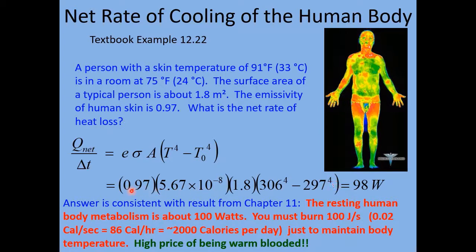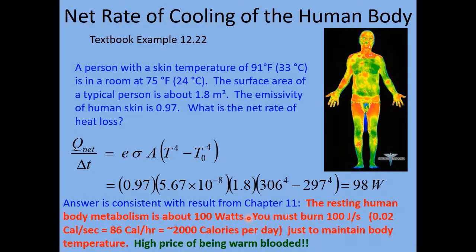So this whole string of numbers here multiplied together, do this first in the parentheses, will give you a net heat loss of 98 watts. That's 98 joules per second. So think about this answer. This is consistent with what we learned back in chapter 11. The resting human body metabolism is about 100 watts, right? We got very close to that, 98 watts.